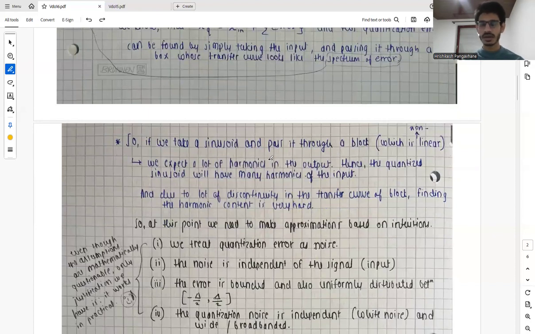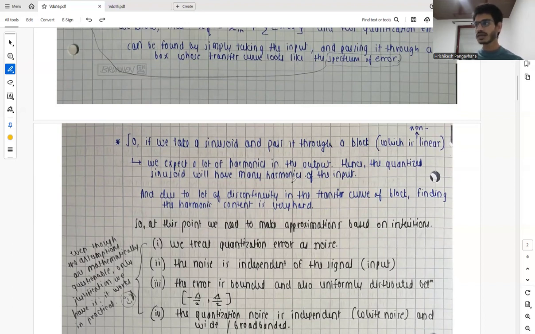The book comes with a solution, so it's an engineering book. Anyway, theoretically it's not viable or justifiable, but if it is working in practice, then ultimately we are engineers, so we are going to find the solution, because solution is our task. So the book says that at this point we need to make approximations based on intuitions.